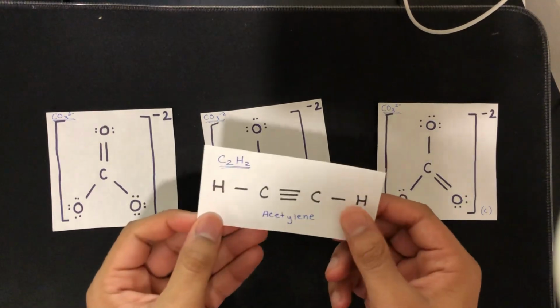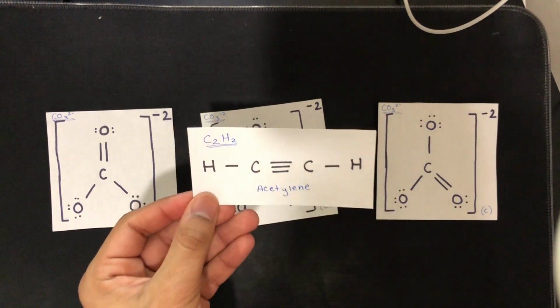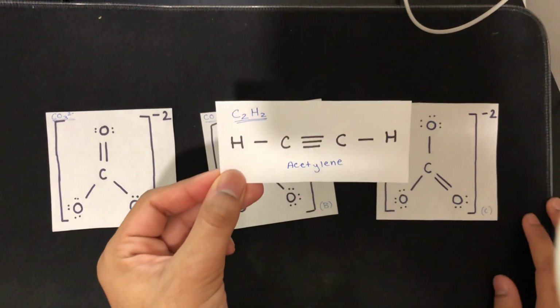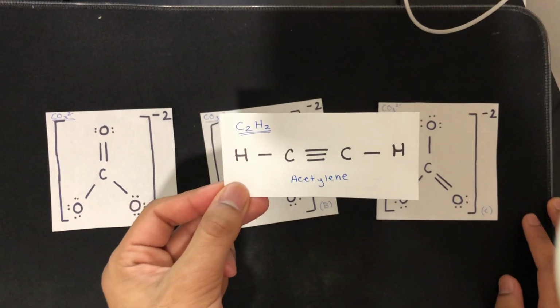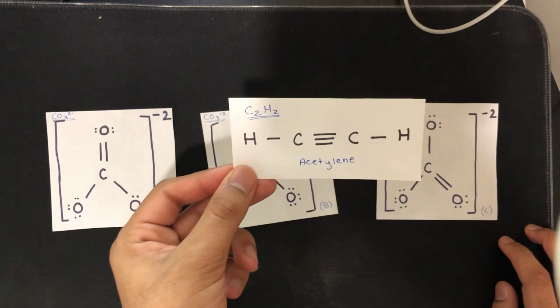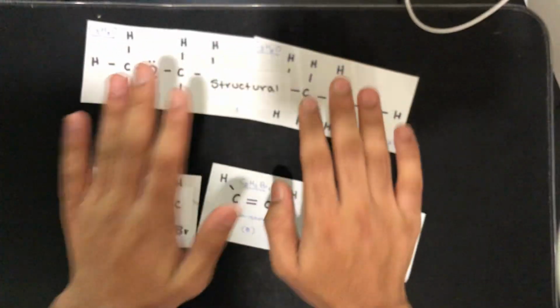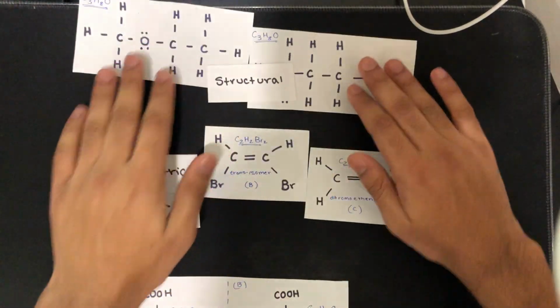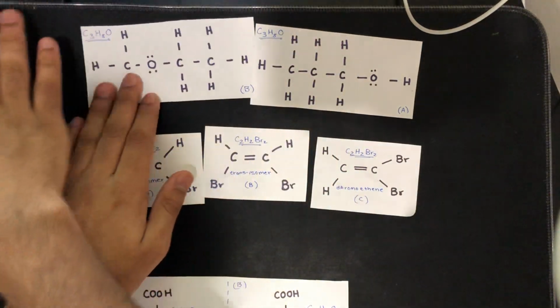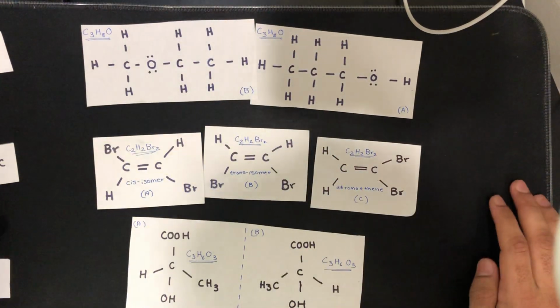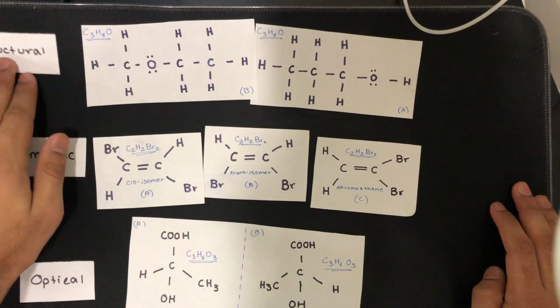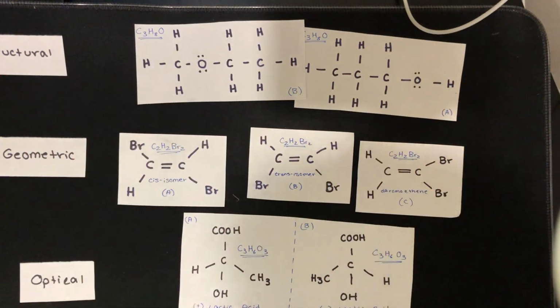We can't do that in the acetylene molecule because carbon has to be triple bonded to carbon, it can't triple bond to hydrogen, and hydrogen can only have a single bond. Therefore, we can't rearrange any of the electrons, and therefore acetylene has no resonance structures. But what about isomers? Unfortunately, acetylene doesn't have any isomer as well. It doesn't have a structural isomer, a geometric isomer, or even an optical isomer.